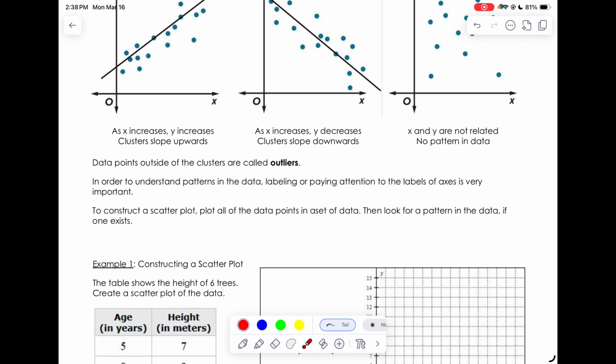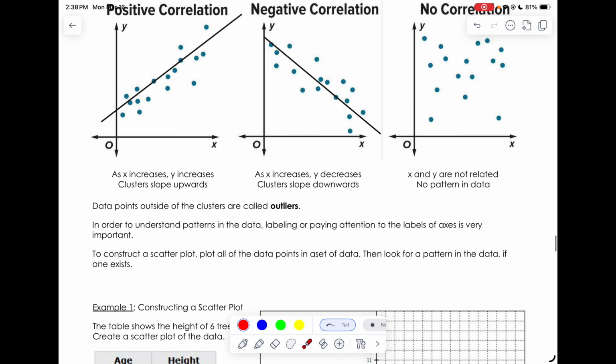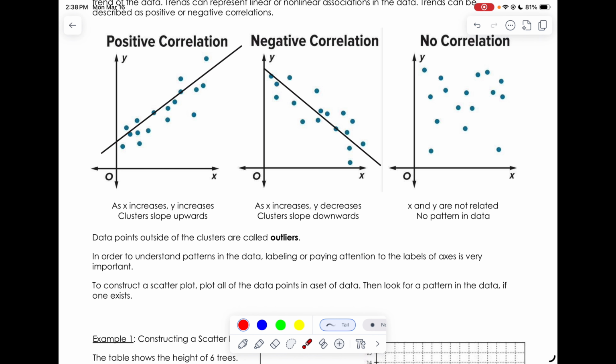Some other words that we know are outliers. That's when we got some points that are pretty far from our line of best fit. So for example, if I had a dot right here, that would be considered an outlier.